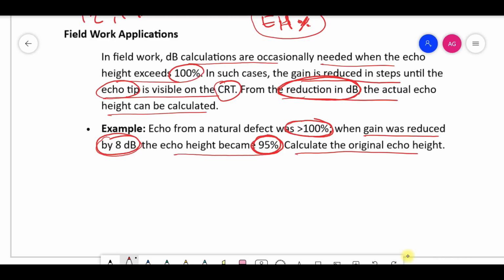Here you are given two values. The value of A2 is given, meaning you have to find out what the height of the echo was, which I did not know. This is yours, and you have made it minus 8 dB.